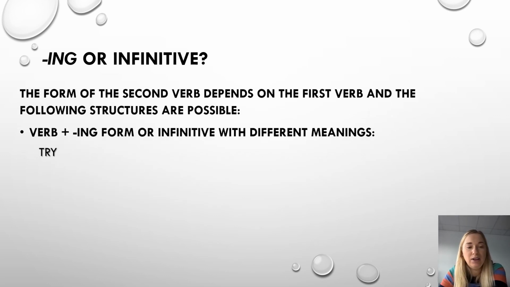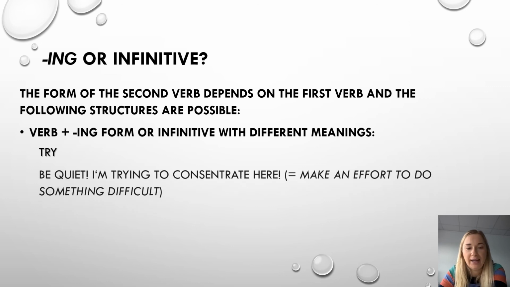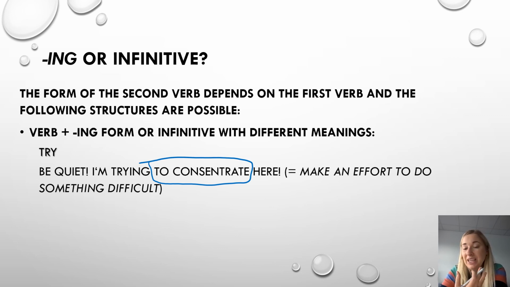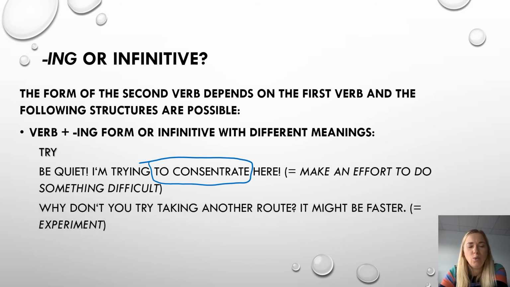Another example, the verb try. Be quiet. I'm trying to concentrate here. So we have an infinitive. The meaning is to make an effort to do something difficult. Why don't you try taking another route? So we have an ing ending. It might be faster, as an experiment.